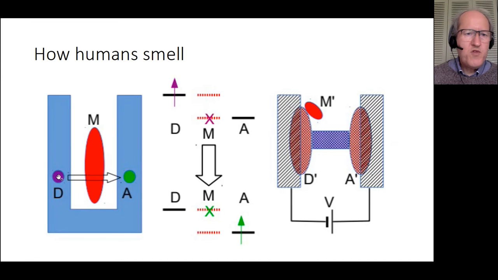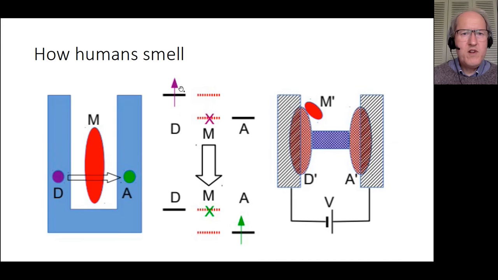And you have an electron that jumps from... this is the Turing mechanism. Basically, you have your pocket here: the site where the electron begins, the donor site; a site where the electron ends, that's the acceptor site; and you have the molecule in between. And this diagram in the middle is trying to explain what the dynamics are that's going on.